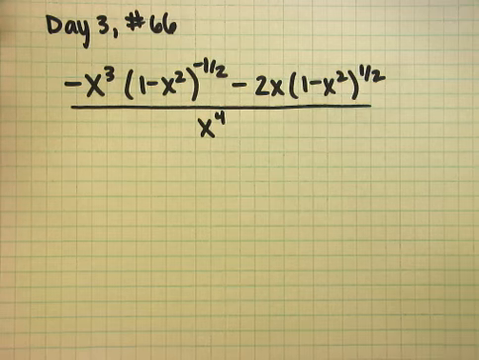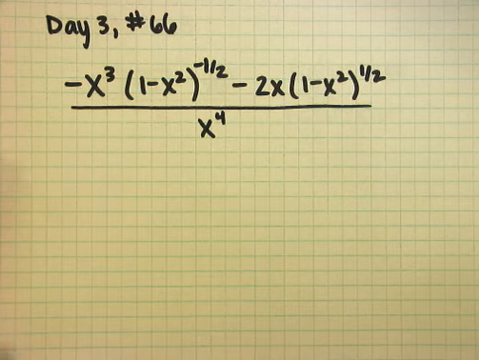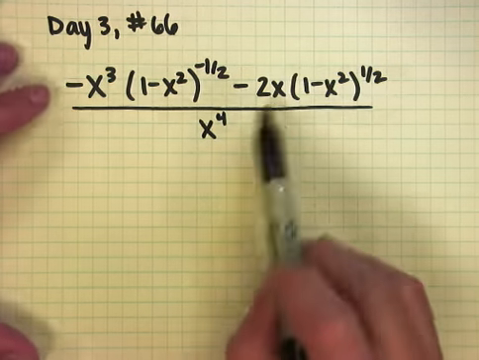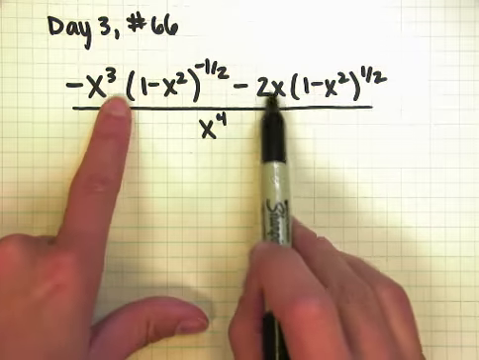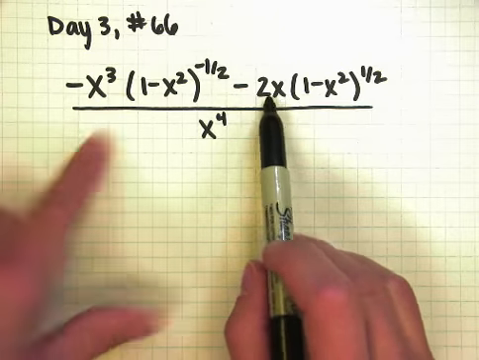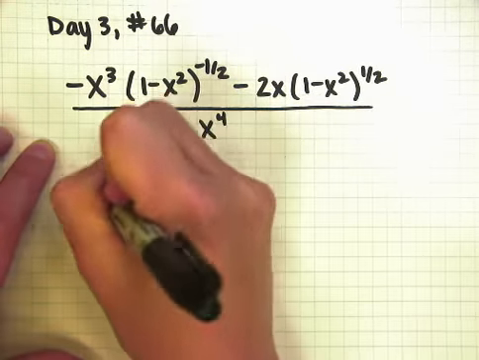Per your request, we're looking at day 3, number 66. This is definitely a factoring problem. So to start with, I see here that I can take out an x. So I'm going to do that. And should I take out a negative x? Yeah, why not? Let's take out a negative x.